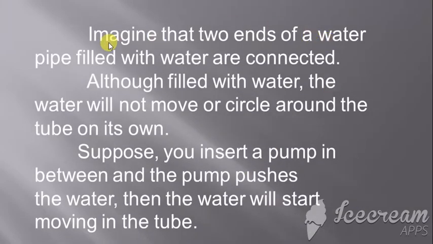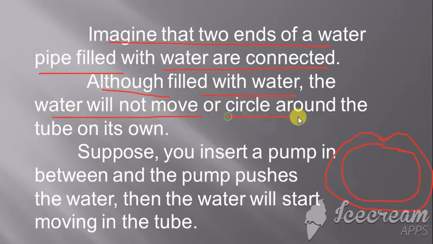Imagine that two ends of a water pipe are filled with water and are connected. So just consider a pipe whose two ends are connected like this. Although it is filled with water, the water will not move or circle around the tube on its own. It will just be stable. Why? Because there is no force being applied over here.